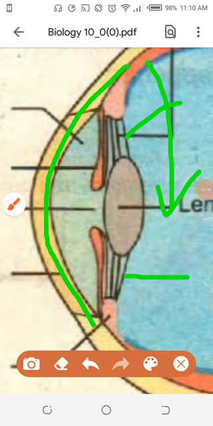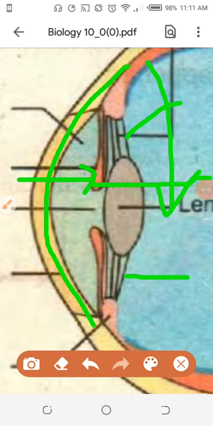Why is sunlight important? Because sunlight is carrying the image from the outside. The sunlight will carry the image from the outside, and it will move the image to the sensitive part of the eye I am talking about, the rod-shaped cells and cone-shaped cells, which are situated at the back side of the retina. So the retina is important at the back side.